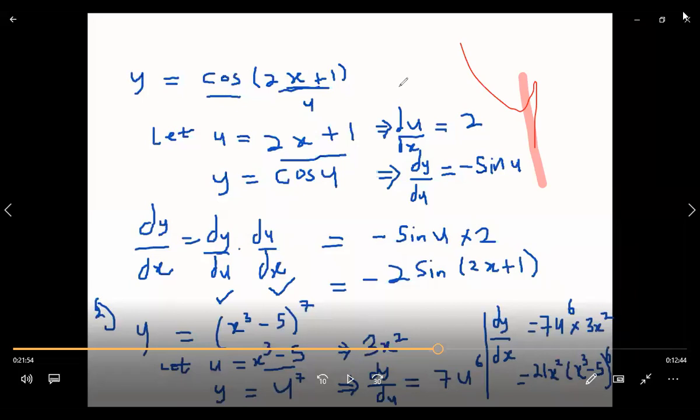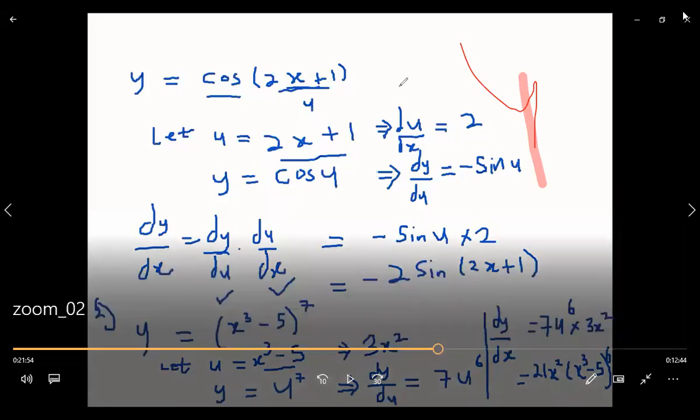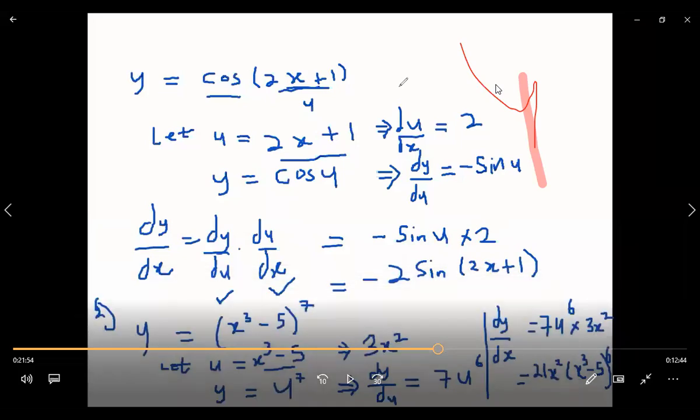Okay, sir. Yes. Please, with the dy/dx, your final solution. I'm a bit confused. The 7u raised to the power 6, you are just multiplying by 3x squared. It's just multiplication. That's all. If you've managed to find the dy/du and you found the du/dx, it's just a matter of multiplication. Just multiply. That's all.